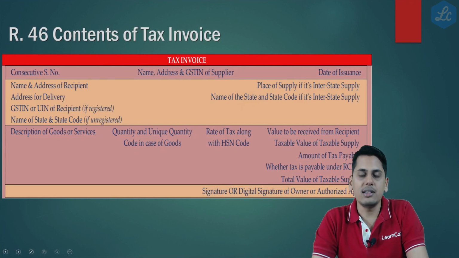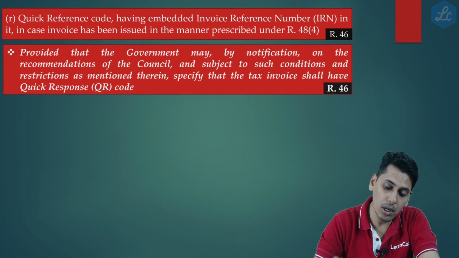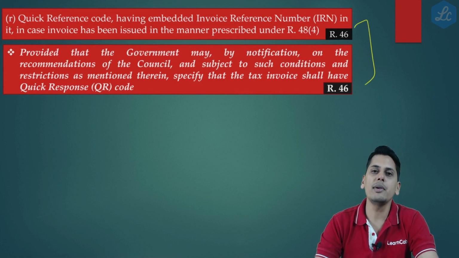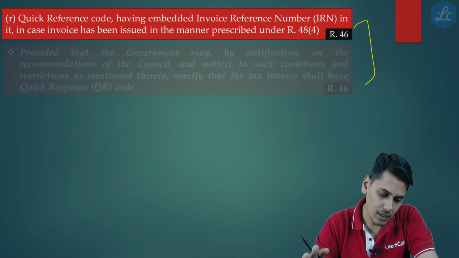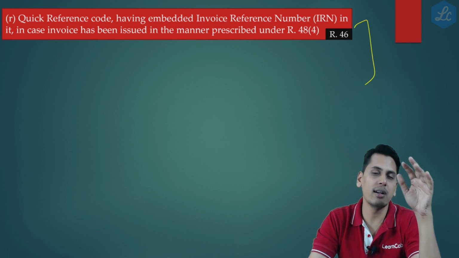Friends, the next discussion is with regard to the contents of tax invoice. Rule number 46, which speaks about contents of tax invoice. There are two amendments. Let us discuss them one by one. So the first one, 46 sub rule R, which speaks about contents of tax invoice.